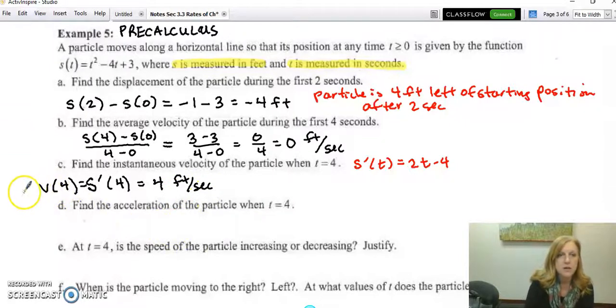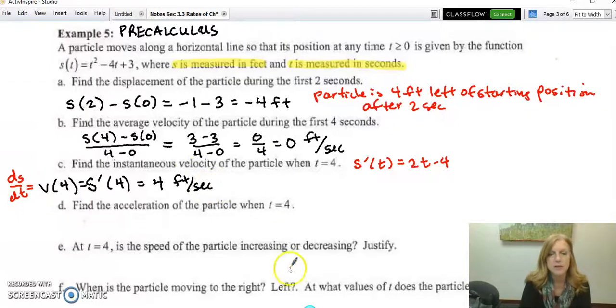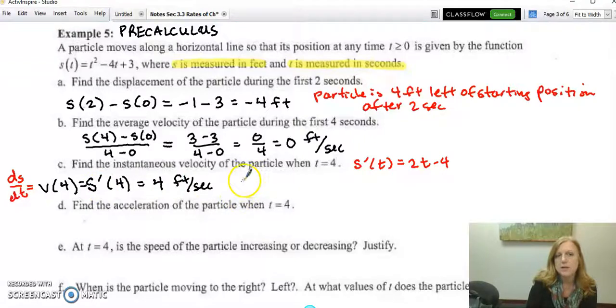Remember that another way to write this is ds dt. The units of s are feet. The units of t is seconds, feet per second. So make sure you put your units on. And then just to remind you, because they're going to want you to do this, if I had to interpret this, remember your 5 parts to the interpretation.